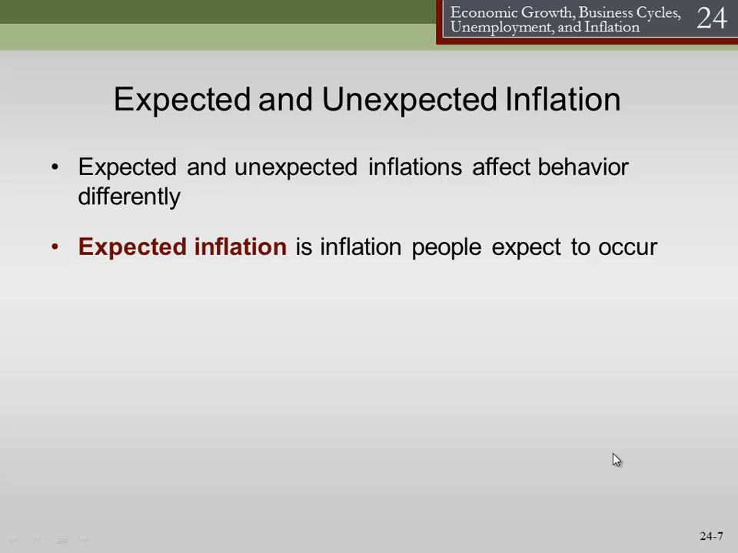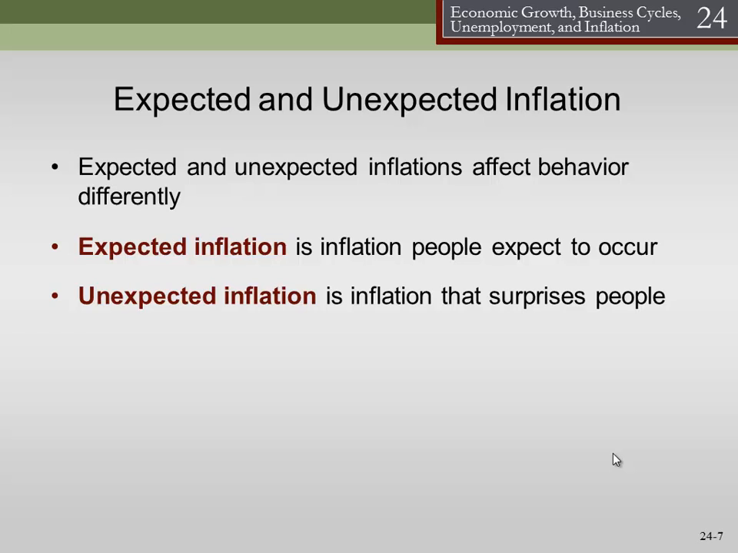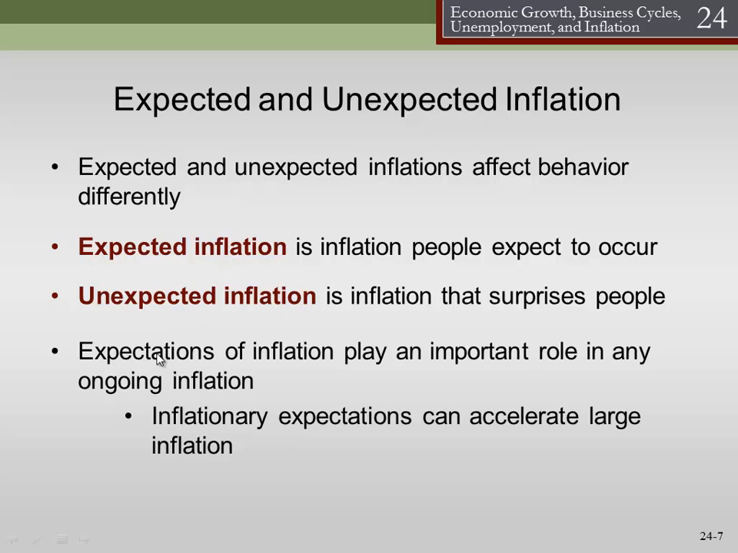Expected inflation is, of course, inflation people expect to incur so they can plan for it. Unexpected inflation is a surprise, so people don't plan for it. And the basic difference is if you can't plan for it, it's going to cost you more than if you can. So expectations of inflation play an important role in any ongoing inflation. In fact, we can think of these expectations as actually able to accelerate or cause some inflation. So we have inflation that causes us to expect inflation, which can actually lead to more inflation. All right, we talk about inflation having inertia in that way.